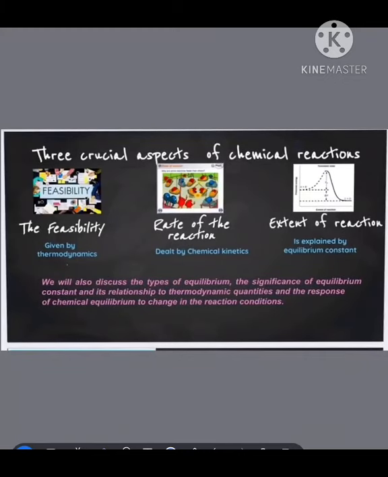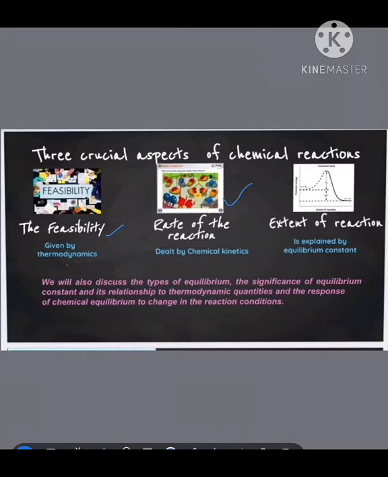To study chemical reactions, there are three crucial aspects. First is the feasibility. Feasibility means whether the reaction will happen or not, whether there is a possibility for a reaction to happen. All these things are studied under thermodynamics, a subtopic in chemistry. Second is the rate of the reaction, whether the reaction will proceed in a fast, moderate or very slow manner, which is dealt with by chemical kinetics. Kinetics means speed. So chemical kinetics deals with the rate or the speed of the reaction.